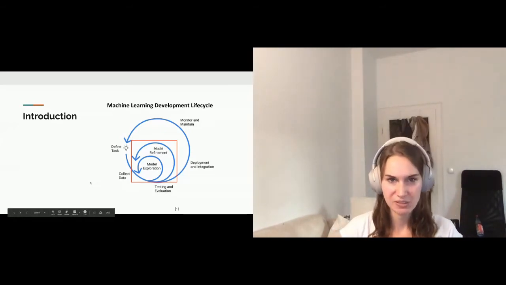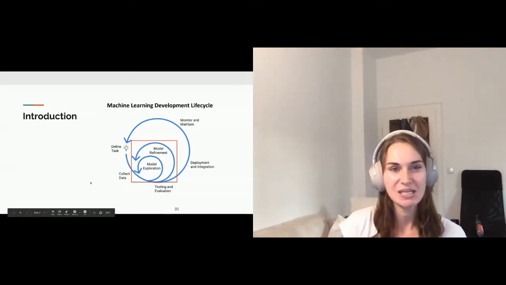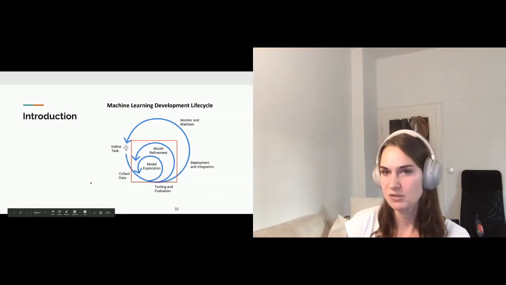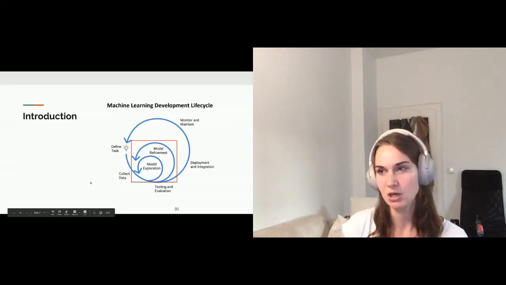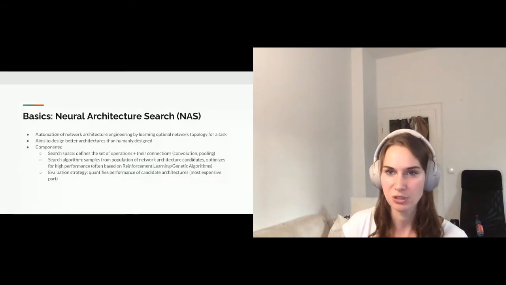So just a few basics for neural architecture search, and I kind of already said this maybe two times, but it is automating the ML development process by learning an optimal network topology for a certain task. Ideally, this would not be applied to just a certain task; it would be as generic as possible to work for multiple tasks, but let's stick with one task for now. The whole goal of this is to basically have the AI design a better neural network architecture than would be humanly possible or would be humanly designed.